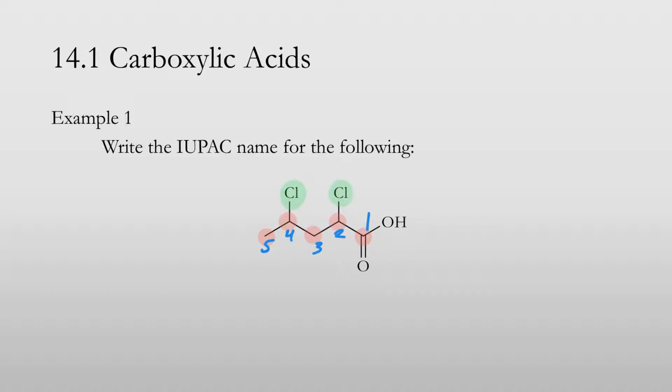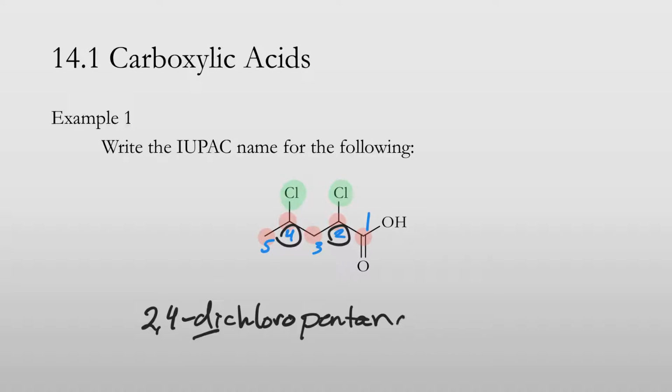So the name of this is going to be 2,4-dichloro, because those are the positions of both chlorines at the 2 and 4 position, and di because there are 2 of them. Since there are 5 carbons in there, it's going to be from pentane and then oic acid, because it is a carboxylic acid. So 2,4-dichloropentanoic acid.